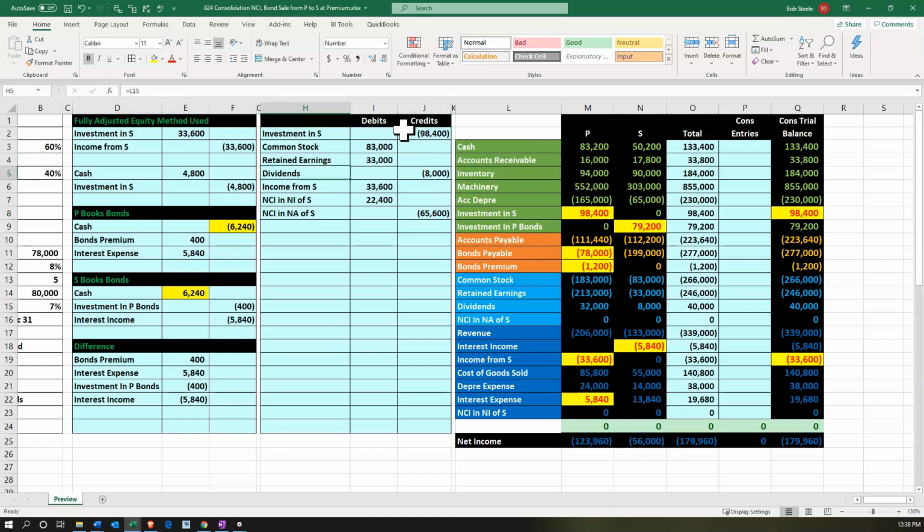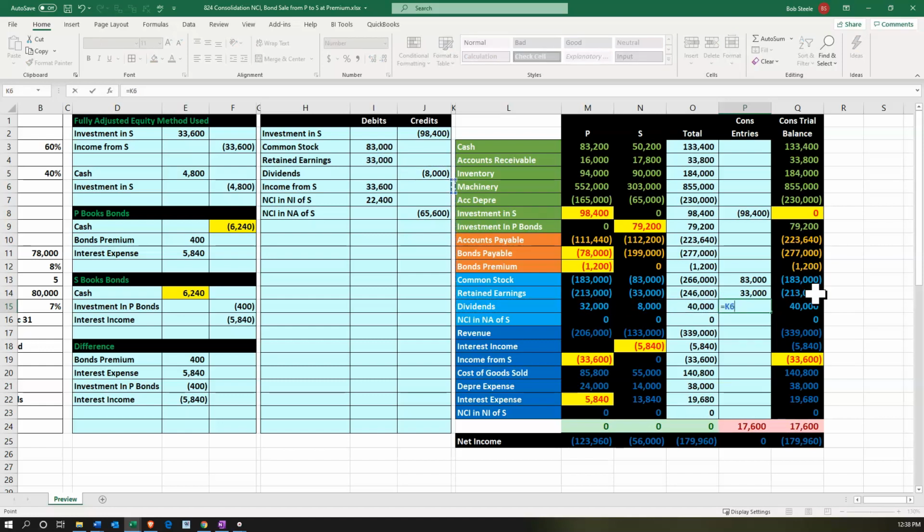Let's post it out. So we have the investment account. The investment account is going to be equal to, we're going to pick up that 98.4, bringing it to 0. Nothing tricky going on. We're going to take the common stock and record that, bringing it back to the parent number as we would expect. Same with the retained earnings. So everything is going as you would expect.